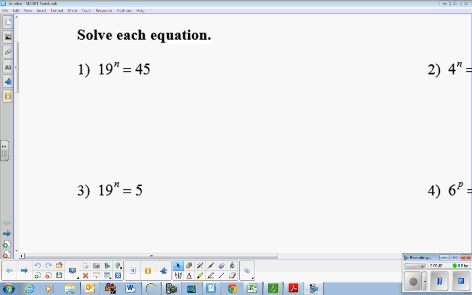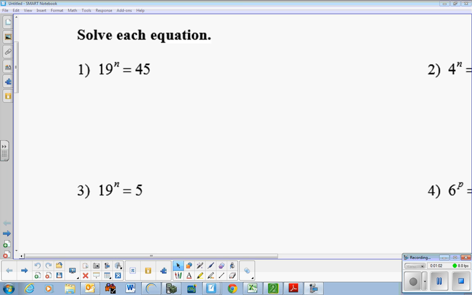If you think about it, it's got to be somewhere between 1 and 2, because 19 to the first is 19, and 19 squared is something big that I should know, but 45 is in between those. So we're looking for some number between 1 and 2 that I can put as the exponent with a base of 19 and get 45.